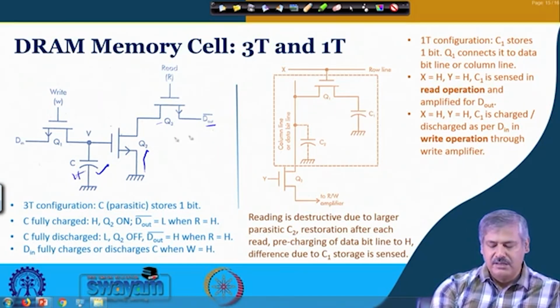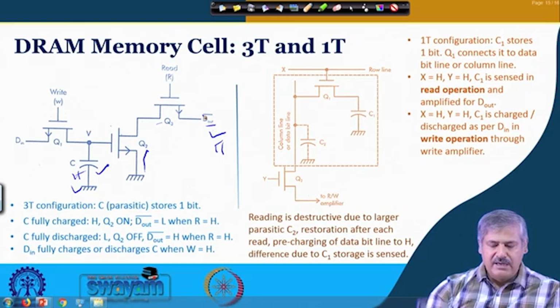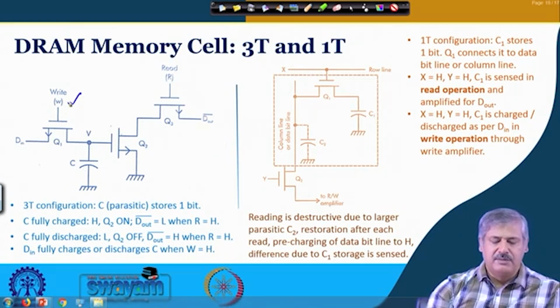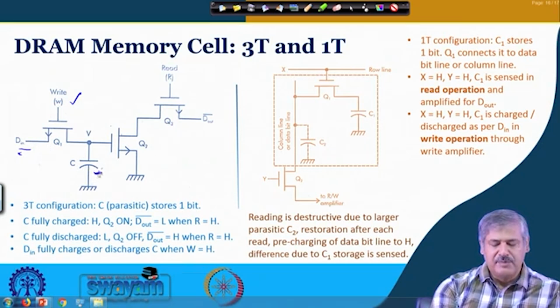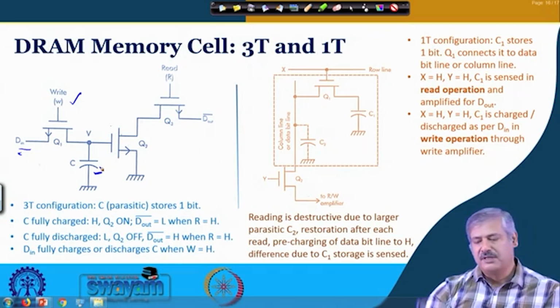So, if it is high, this is low, this is low, this is high. That is why it is D out bar, as mentioned over here. And for writing, W is on. At that time this D in, if it is low, it will be low, and if it is high, then the capacitor will be charged to a high value. This is the way it works over here.